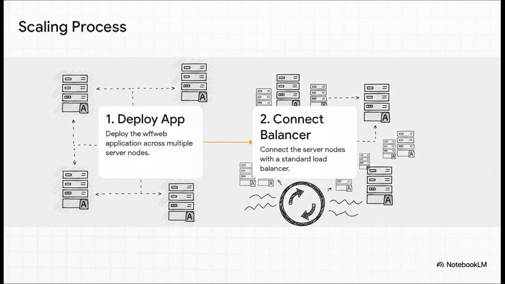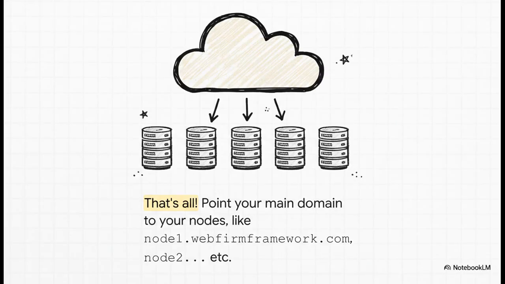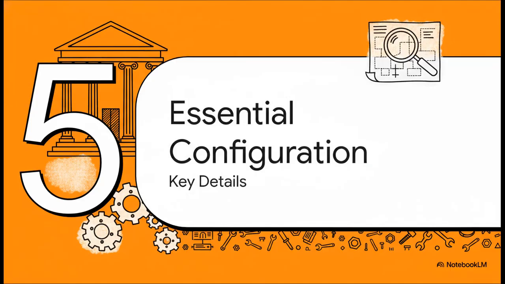Seriously, according to the official sample projects, it's just 2 steps. 1, you deploy your application across as many different servers or nodes as you want. And 2, you just point a regular old load balancer at them. And that's it. The whole point here is its beautiful simplicity. There are no weird framework-specific hoops to jump through. You just spin up more instances and balance the traffic between them. Done.